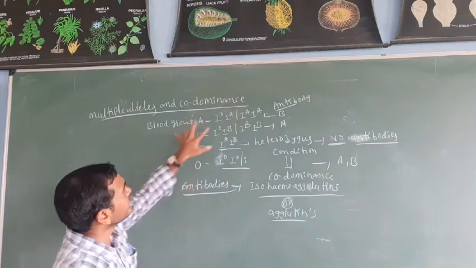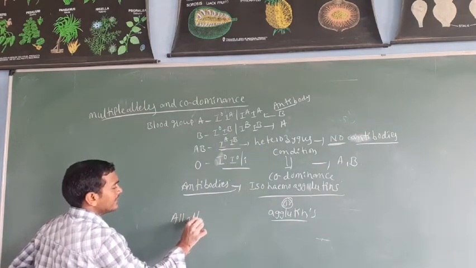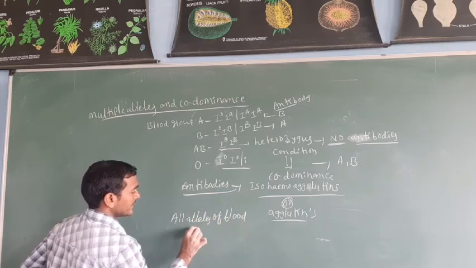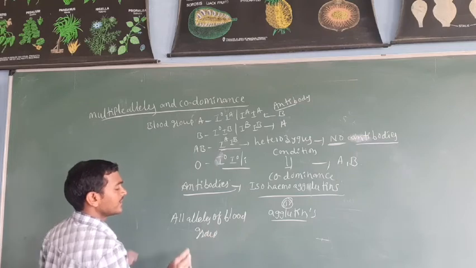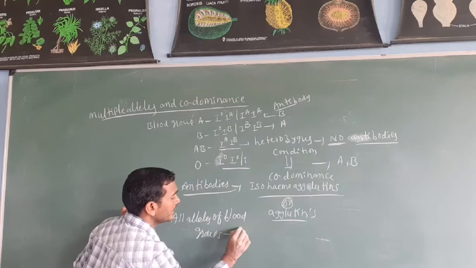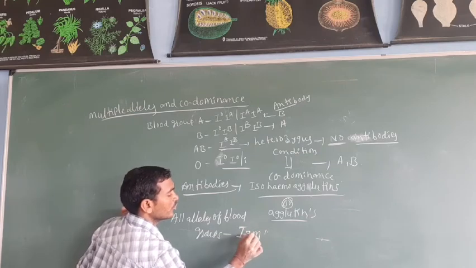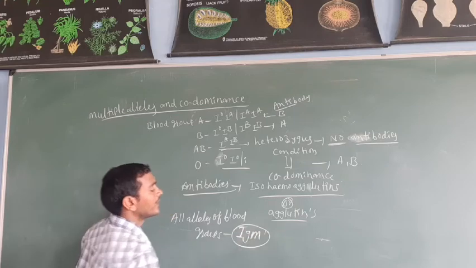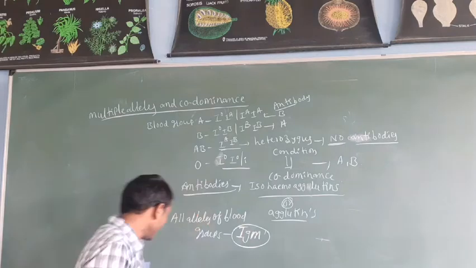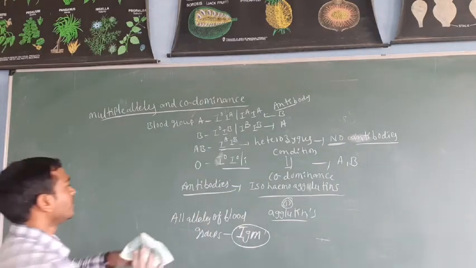In general, all the antibodies of the blood groups are called immunoglobulin M. Based on the blood group phenotype and genotype, we are going to discuss one problem.